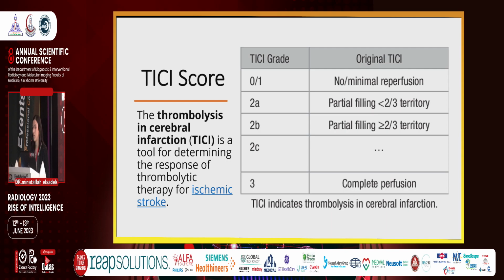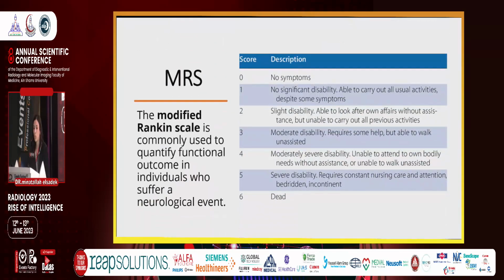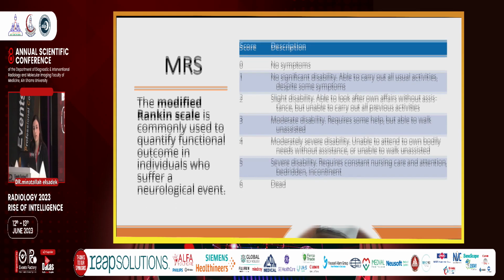Usually after patient's intervention, multiple scoring systems can be used to determine its success. Most importantly, the TICI score, which is a tool determining the response to thrombolytic therapy after ischemic strokes. And in this case, the TICI score was 3, which indicates complete perfusion. We also use the mRS, which is a scale of functional outcome in individuals who suffer neurological insults. And in this case, the scale was 0, which indicates 0 disability. Also, this patient's NIH score was back to 0, and all these scores mentioned are 12 hours post-thrombectomy.